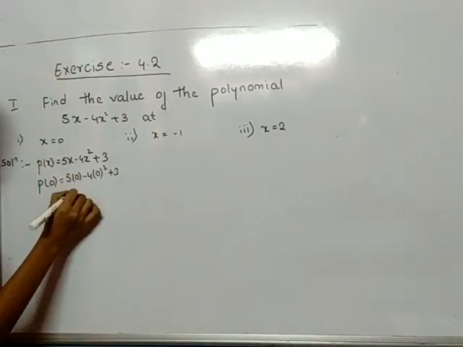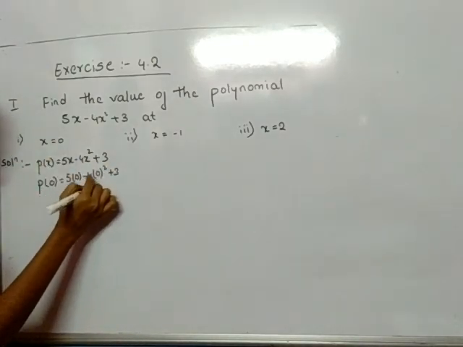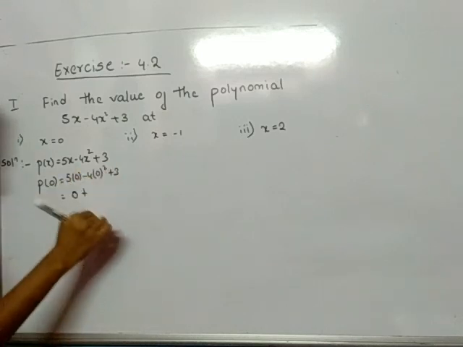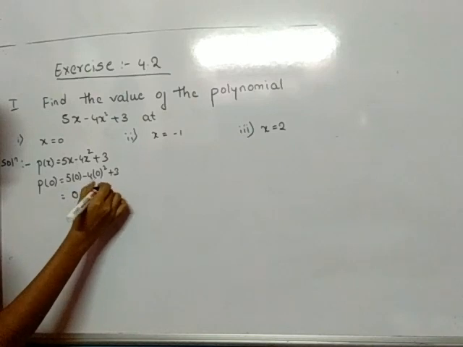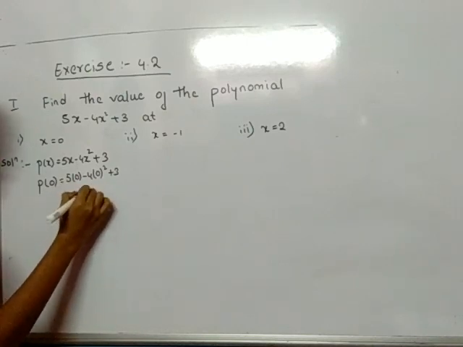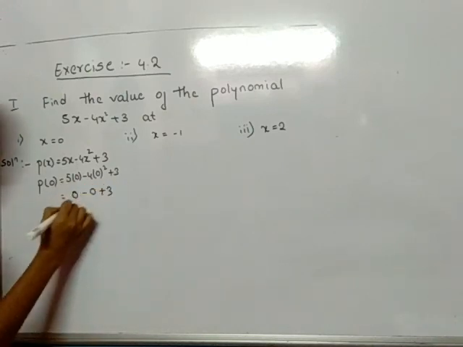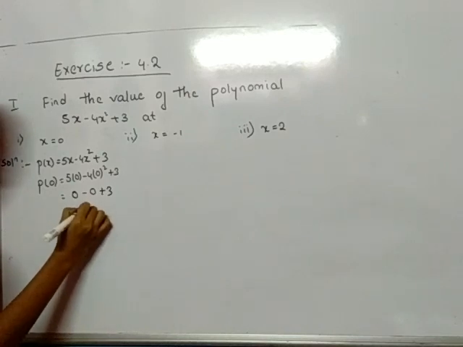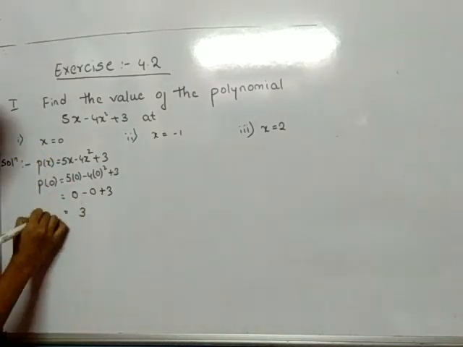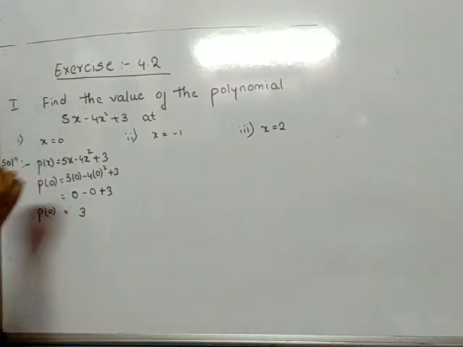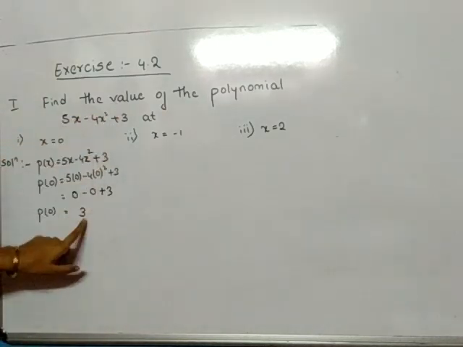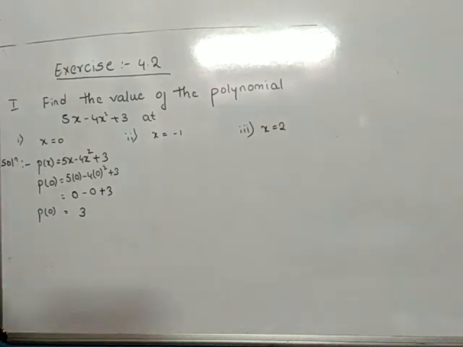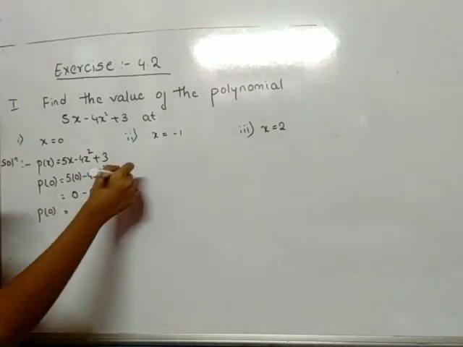Now 5 zeros are 0, plus 0 into 0 means again 0. That 0 into 4 will get 0. This is the negative sign. Plus 3. So we are getting the final answer as 3. So when x is 0, the polynomial value is 3 here. Right? Similarly, the second one.